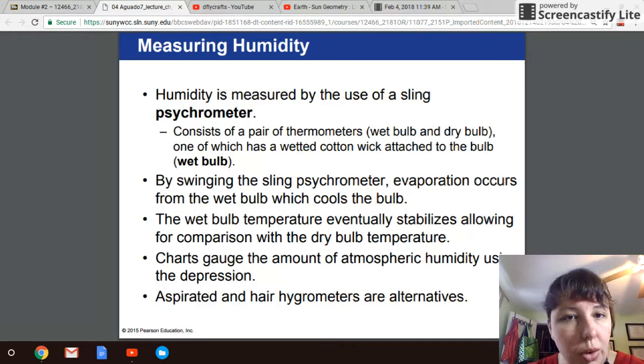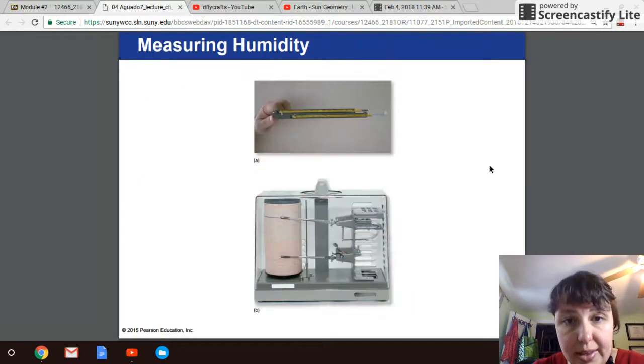The tool that we use to measure our dew point and the tool that we use to measure our temperature is a sling psychrometer. It's this little double thermometer setup. Yeah, here we go. And one has a wet bulb, and that's a little sheet that goes on top that we actually wet with water. And the other one is the dry bulb, and then we swing it around.